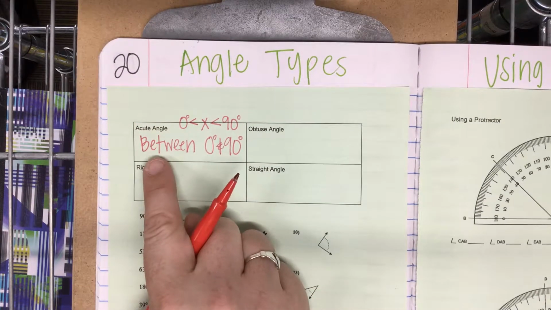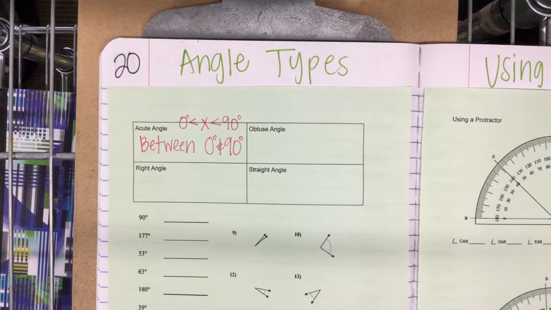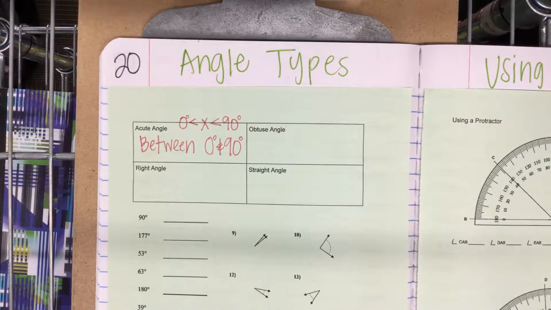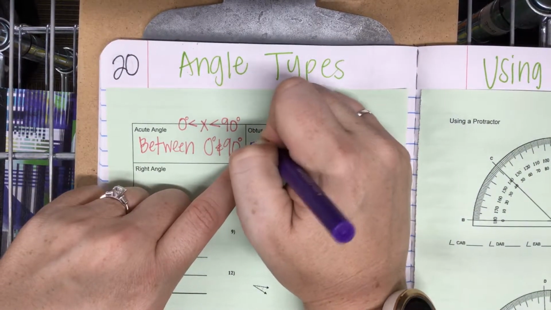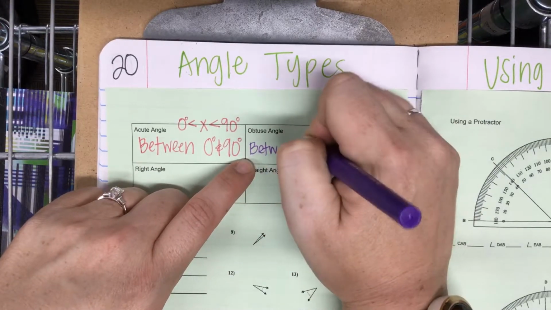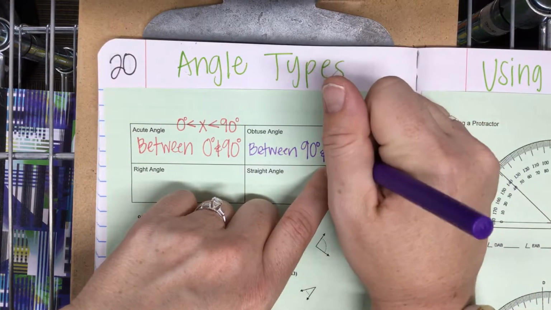So acute angles are between 0 and 90. Raise your hand who can tell me about obtuse angles. Brooke, tell me about obtuse angles. They're bigger than 90. Okay, just everything greater than 90? And also not 180. Correct. So it's between 90 degrees and what's the other one? 180 degrees. Good.